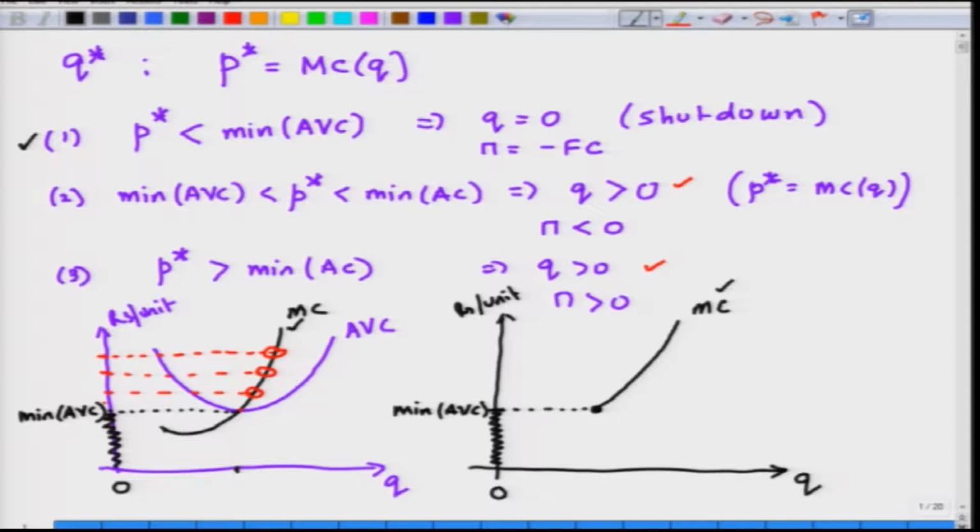So, to complete the discussion, the supply curve of a perfectly competitive firm is the upward sloping portion of the marginal cost curve above the shutdown point.